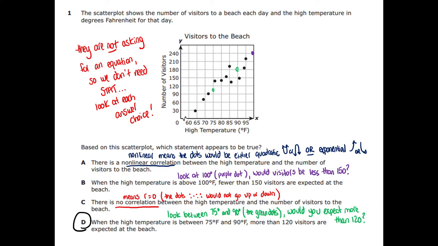The answer that makes the most sense is D, because for the most part, if I pick a point between 75 and 90, it would be 120. The only time that it may not be is maybe right at 76, but for the most part, and that's what it's saying, are you mostly expecting 120 visitors at the temperature between 75 and 90?